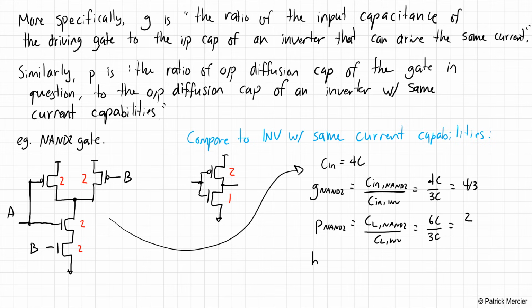We can also try to compute the electrical effort of this gate, but this depends on the load. So we can't do this in isolation. We need to know what it's driving. In order to compute what H would be, we need to know what it's driving. So let's just go ahead and take a look at an example.